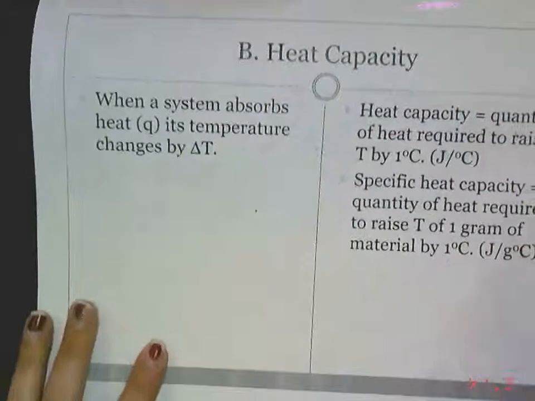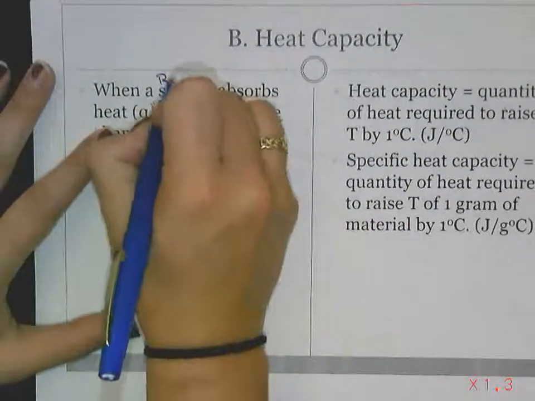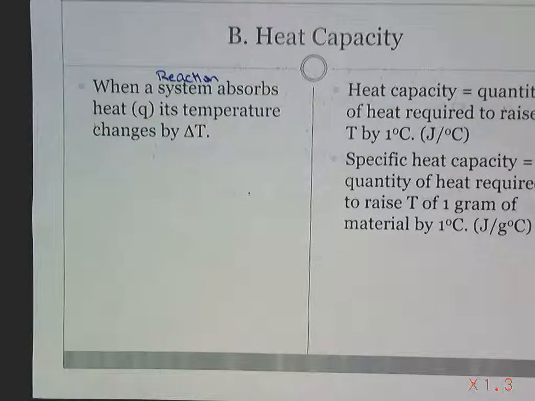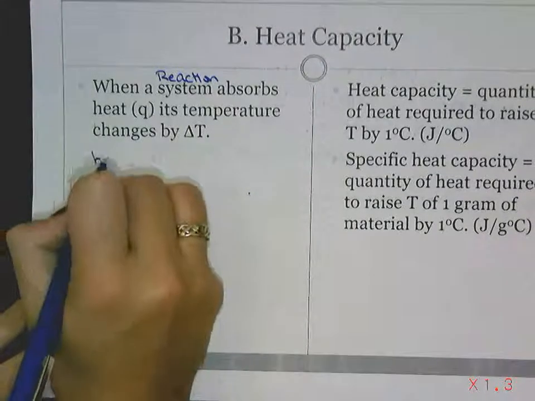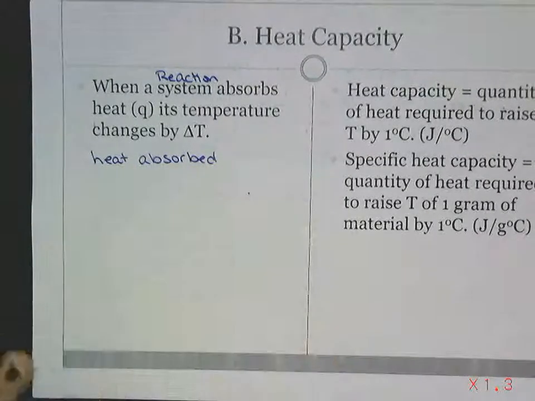When a system or a reaction absorbs heat, its temperature has to change. That makes sense, right? If I'm putting heat into it, or taking heat away from it, the temperature has to change in some sort of way. If I'm saying absorbed, which way is it going? Is it going into the reaction, or is the reaction giving it away? It's going into the reaction. So I'm saying absorbing means the heat is going into the reaction in some sort of way.